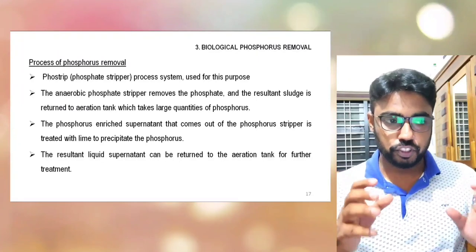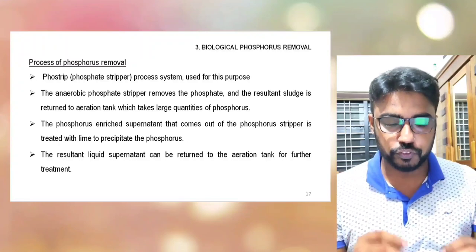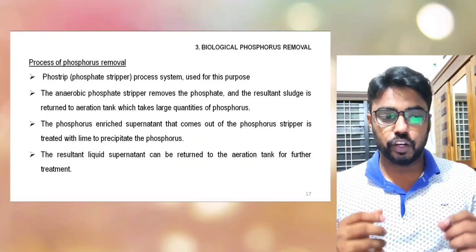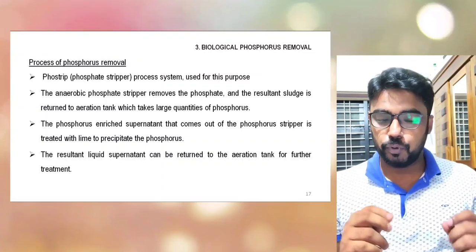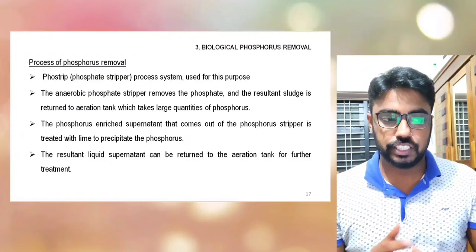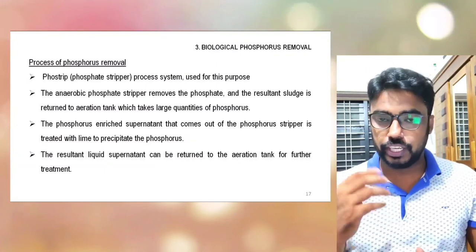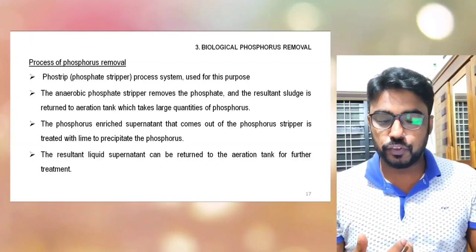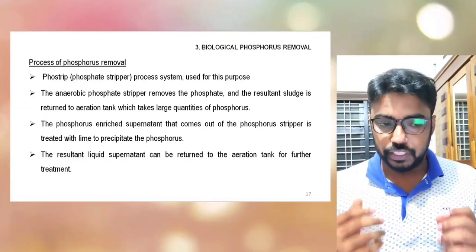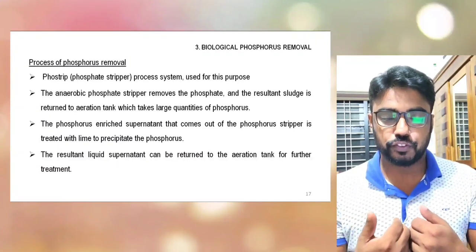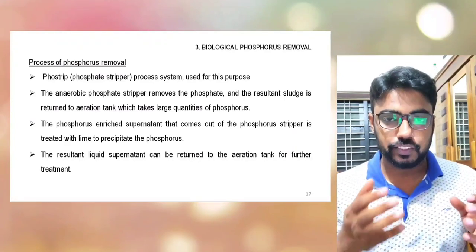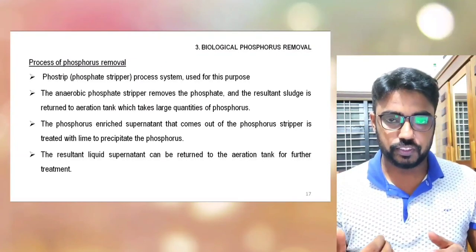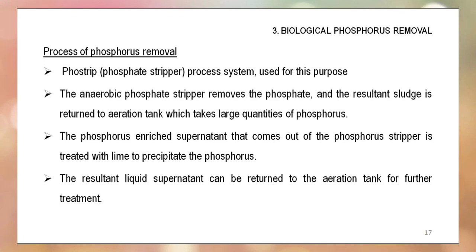That means the Phostrip or phosphate stripper process system is used for phosphate removal, and the anaerobic phosphate stripper removes the phosphate, and the resultant sludge is returned back to the aeration tank to take up large quantities of phosphorus. The phosphorus-enriched supernatant that comes from the Phostrip will be treated with lime, and this lime will precipitate the phosphorus, and this precipitated phosphorus can be removed.